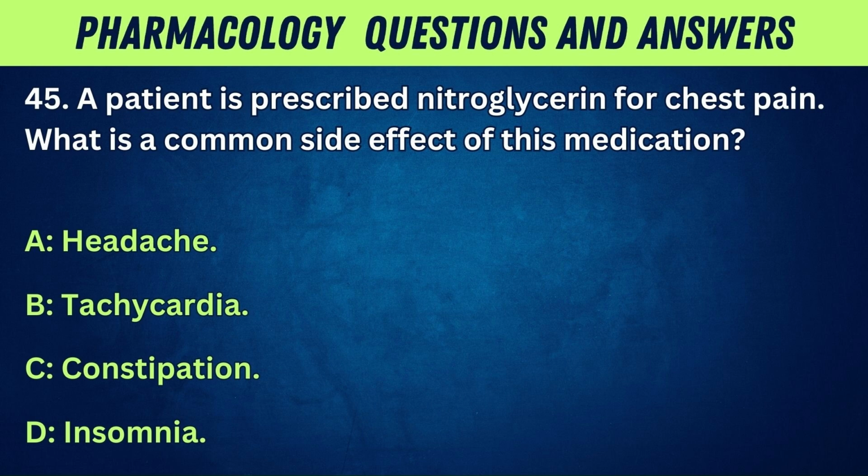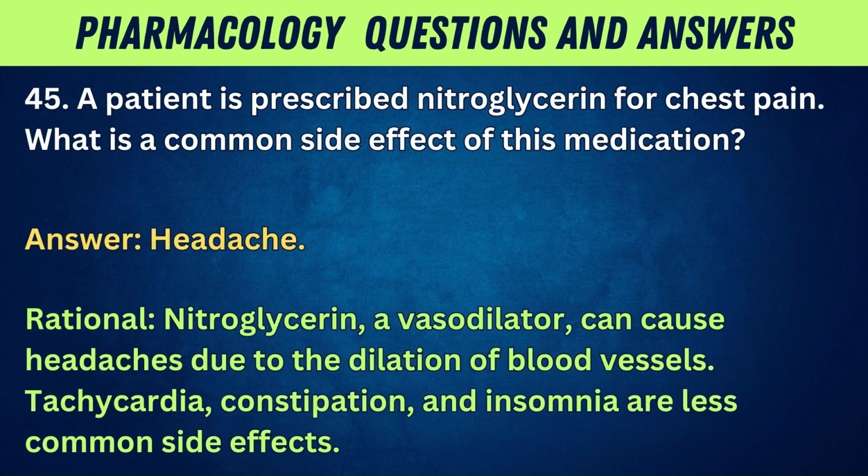45. A patient is prescribed nitroglycerin for chest pain. What is a common side effect of this medication? A. Headache. B. Tachycardia. C. Constipation. D. Insomnia. Answer: headache. Rationale: nitroglycerin, a vasodilator, can cause headaches due to the dilation of blood vessels. Tachycardia, constipation, and insomnia are less common side effects.